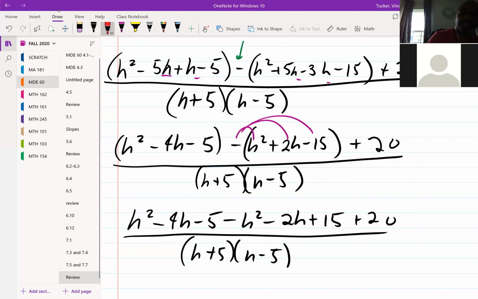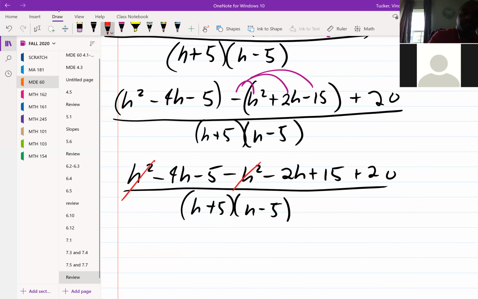So these h squares will cancel for us. Combine your like terms again. We got negative 4h, negative 2h, excuse me, gives you negative 6h. Question: when you say cancel, you mean positive h squared minus h squared equals 0? Yes. Okay. So we have negative 5 and 15 to be 10, plus that 20 is 30. And I'll put a 10.